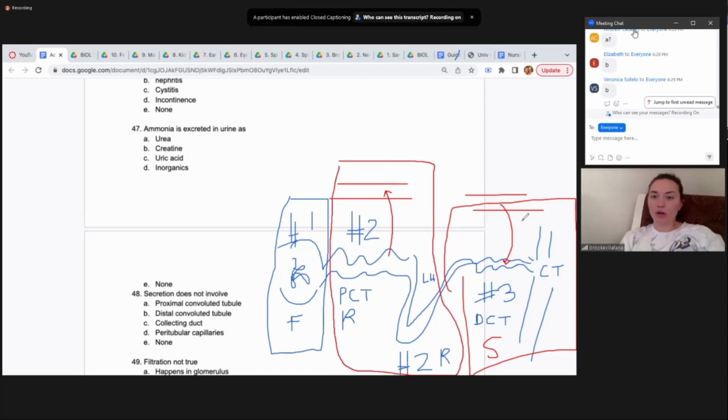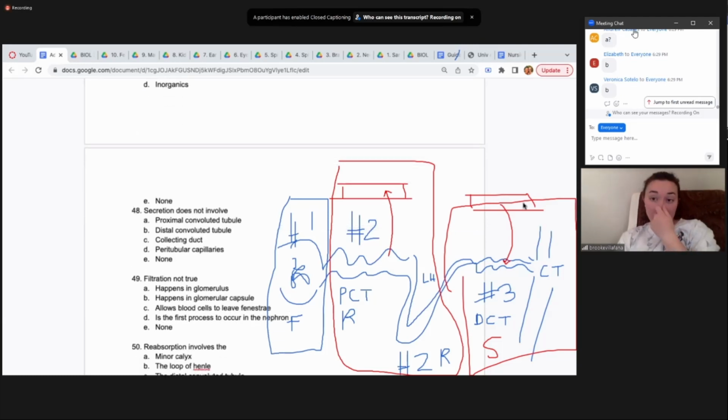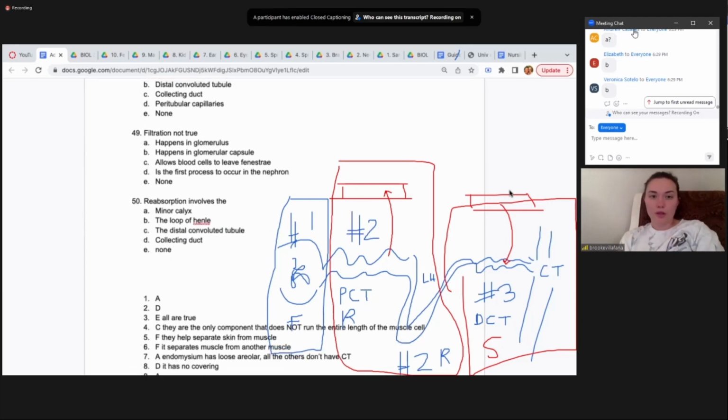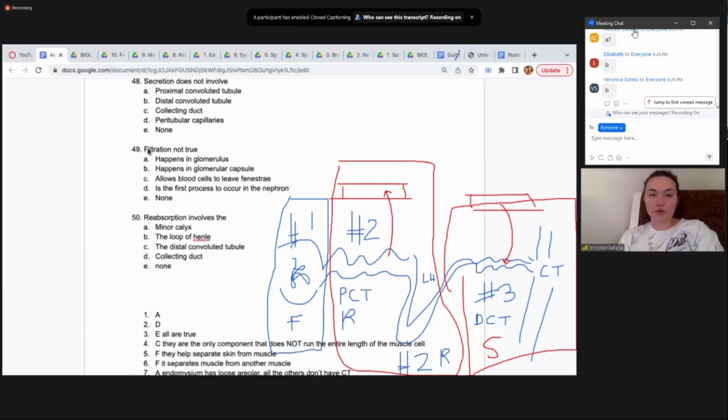Hopefully that visual kind of helps. This would be the blood here. Hopefully the visual helps you guys a little bit. So for question 48, secretion does not involve A, the proximal convoluted tubule, because the proximal convoluted tubule is not part of secretion. D is correct because the peritubular capillaries are looped around that distal convoluted tubule to facilitate, or they're performing the secretion.